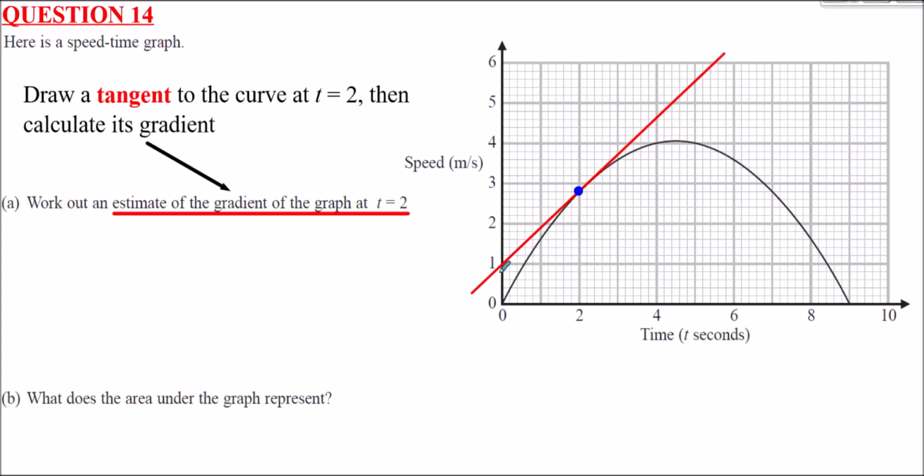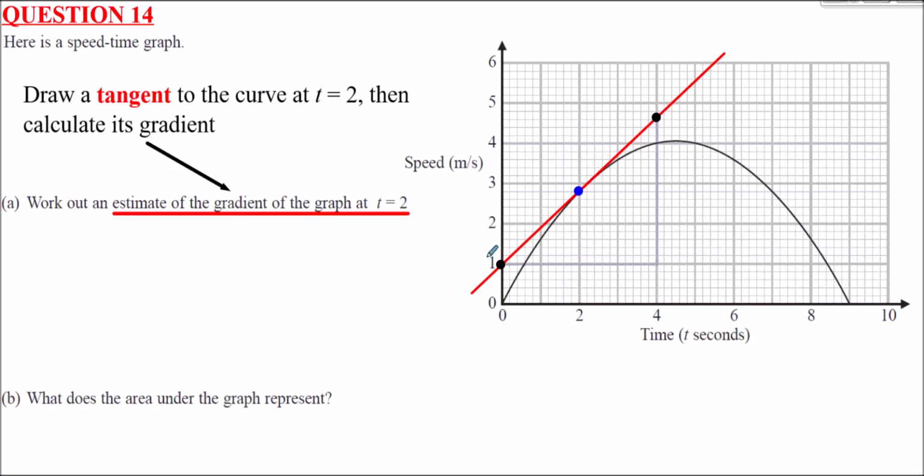Next, to work out the gradient of this red tangent, I need to just pick 2 nice points I can easily read, then between those 2 points, work out the change in y between them, divided by the change in x between these 2 points. So with black dots, I'm just going to add in my 2 points. I picked that one because it was dead on 0, 1, and this one here was dead on 4, and by my reckoning, that looks like 4.6 to me.